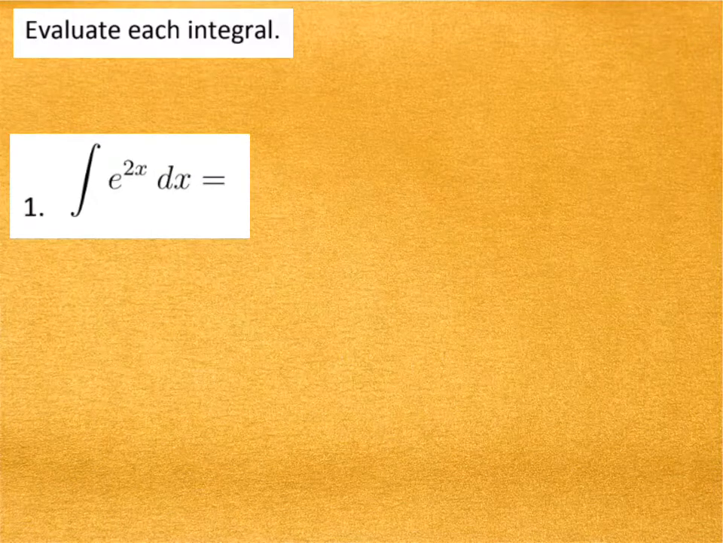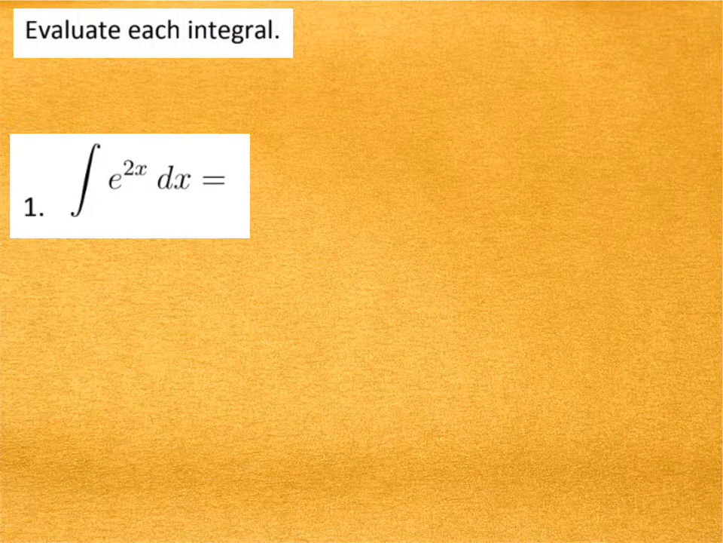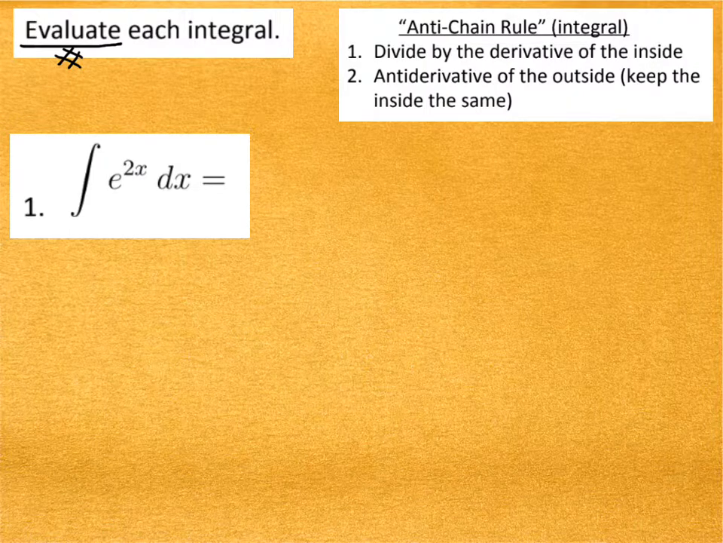Let's start with a really simple example so you can get the idea of what I'm talking about. In each of these examples, we're going to be evaluating the integral, and I can see in this first example that it's an indefinite integral without bounds, which means my answer is going to be a function plus c. I'll put the steps to the anti-chain rule up here in the corner for our reference.